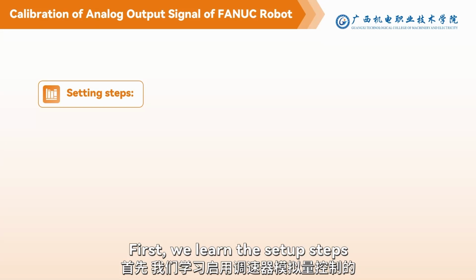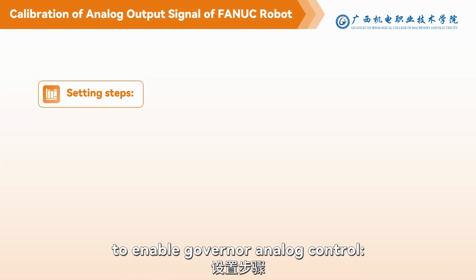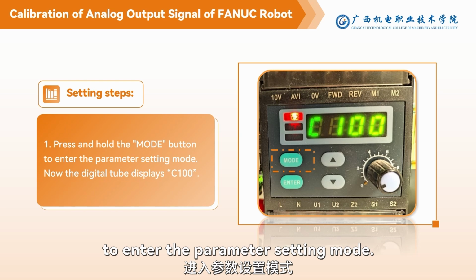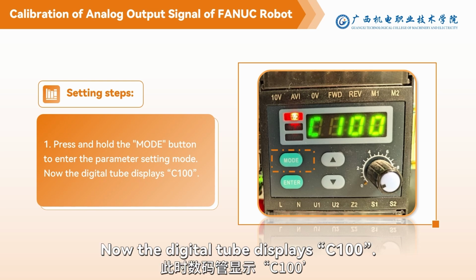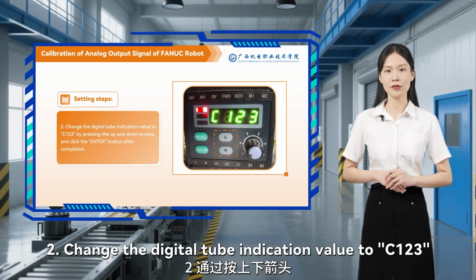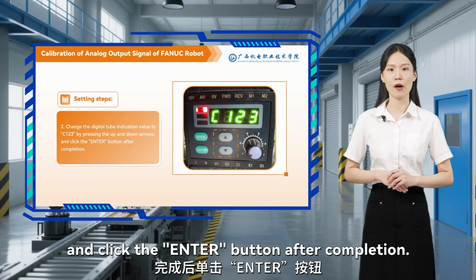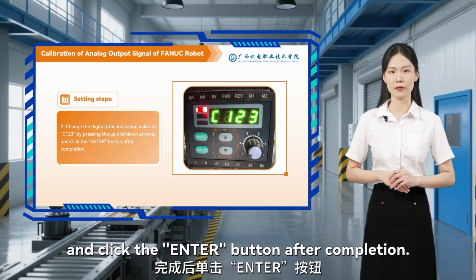First, we learn the steps to enable governor analog control. 1. Press and hold the mode button to enter the parameter setting mode. Now, the digital tube displays C100. 2. Change the digital tube indication value to C123 by pressing the up and down arrows, and click the Enter button after completion.